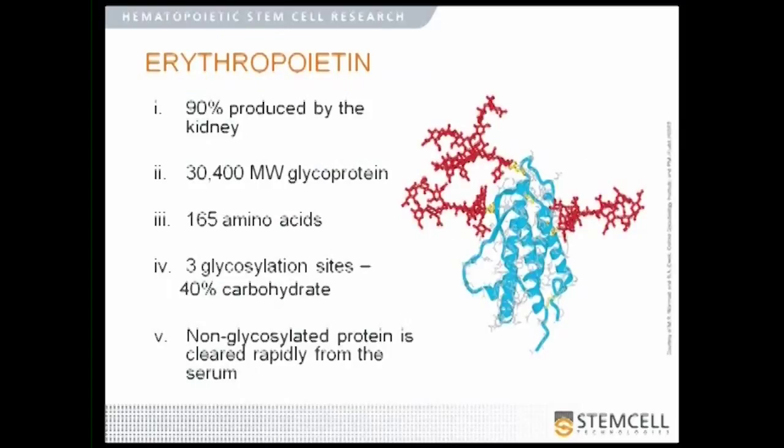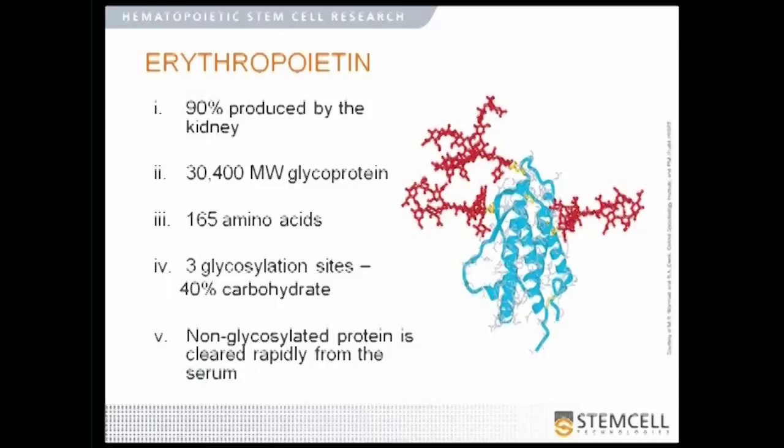Let's now take a look at EPO, the molecule. This slide illustrates the protein structure of EPO. The majority of EPO is produced in the kidney, mostly from endothelial cells in the kidney proximal tubules. Smaller amounts of EPO are produced by other cells like liver and tissue macrophages.